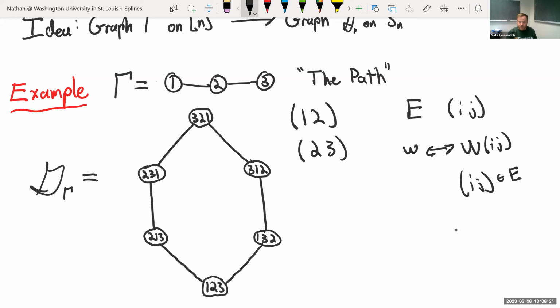those last 3 edges. And some of you might recognize this as the right weak Bruhat graph. Whenever you have the path, that's what this is: it's going to be the right weak Bruhat graph. And you can give it a natural order as well, just taking this graph as I've drawn it as the Hasse diagram for the poset.